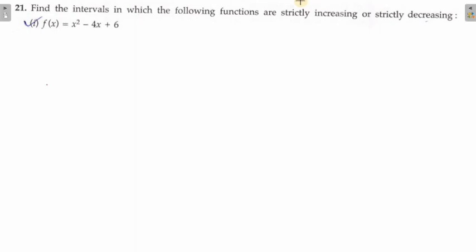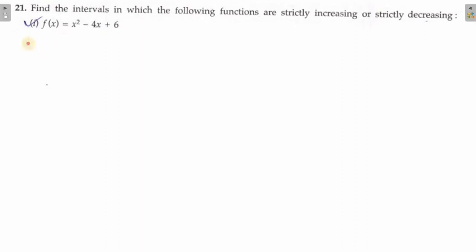So for example, the first question for the day says: find the intervals in which the following functions are strictly increasing or strictly decreasing. Here, for strictly increasing the condition is f dash of x is greater than 0, and for strictly decreasing the condition is f dash of x is less than 0. So you must know these two conditions. Now since you need f dash, we need to differentiate the function. So let's differentiate this.